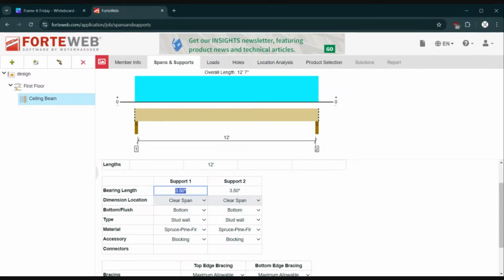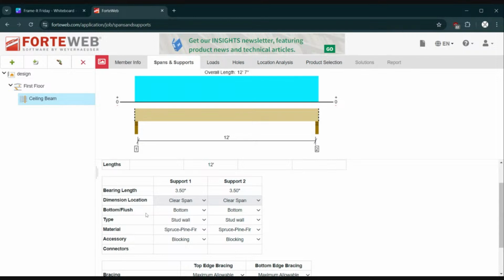And I will explain why this number matters at the end. Basically what happens is we don't want to actually crush the wood. If we have too much weight in a small enough area, we can actually crush wood due to compression. Most of the time that's not a problem, but it can happen. So dimension, location, clear span, yeah, whatever, it's fine.